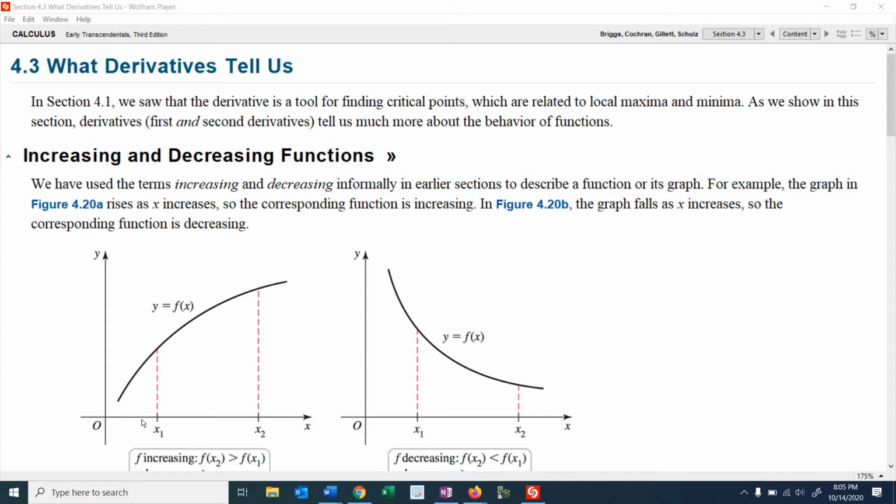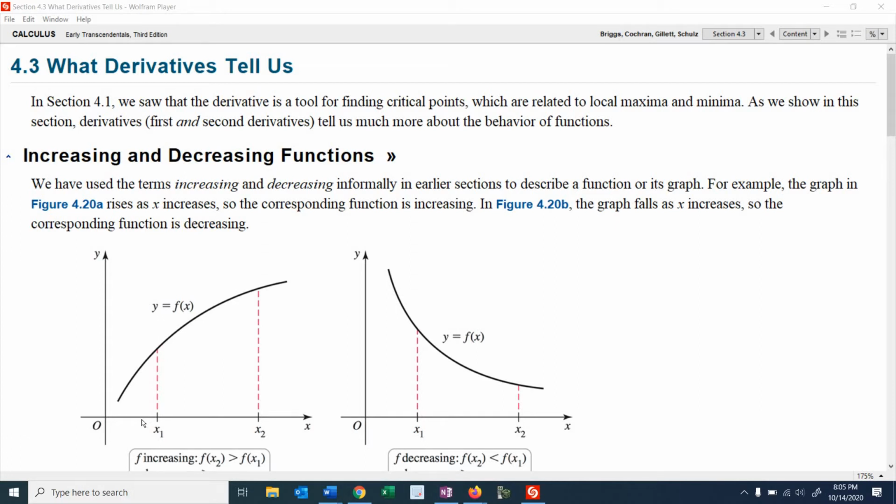And then the third thing that the derivative tells us about the graph of the function is the concavity of the function. We'll talk about concavity later on in this section. But for now, we're going to focus on how the derivative tells us where the function is increasing and decreasing.